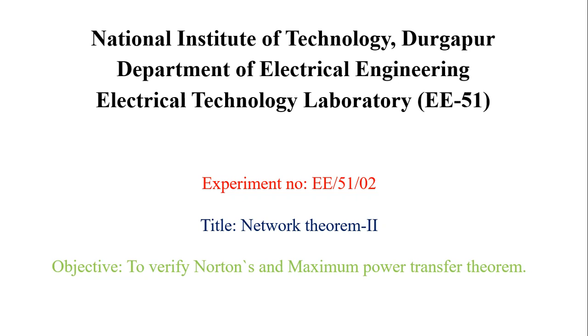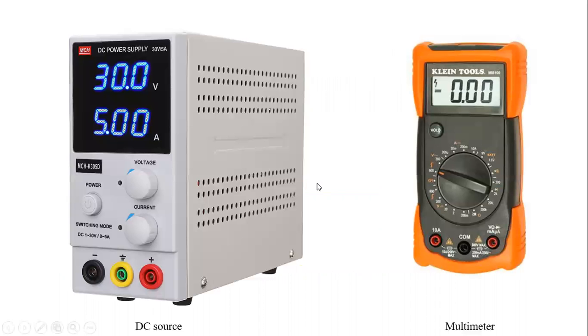So what we'll do, we'll take one circuit, and there we'll try to prove that Norton's theorem is valid and the maximum power transfer theorem is also valid. First we look at some apparatus that we'll use in this experiment. The first thing is that this is a completely DC experiment.